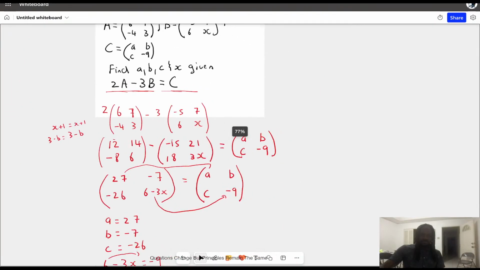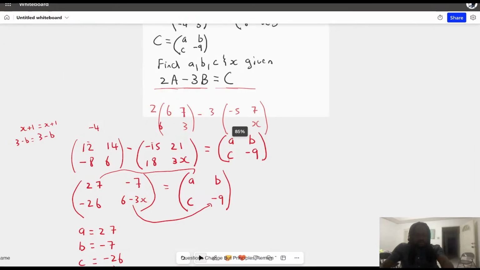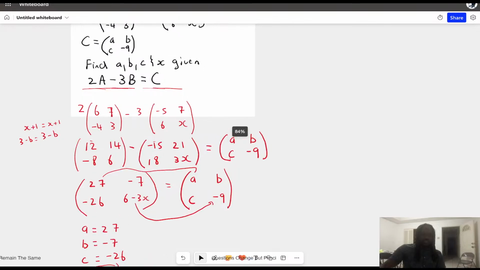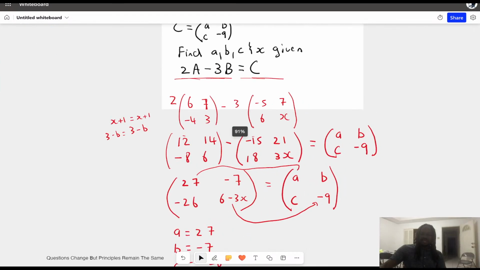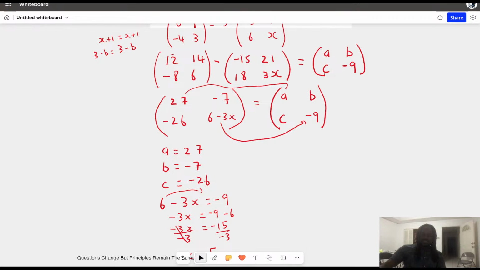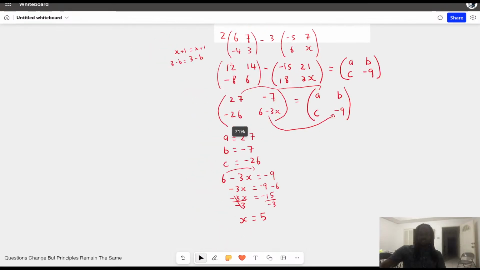So again, what did we do? The first thing, work out the left hand side. It says 2a minus 3b. That's my 2a, that's my 3b. Work that all out. Once I work that out, I then make it equal to c. There you see it being equal to c. Once you work it out and both of them are equal, then my answer is c. My answers are corresponding. So 27 is a, -7 is b, -26 is c, and then this gives me -9. And that's how we work out any question like that based on equal matrices.